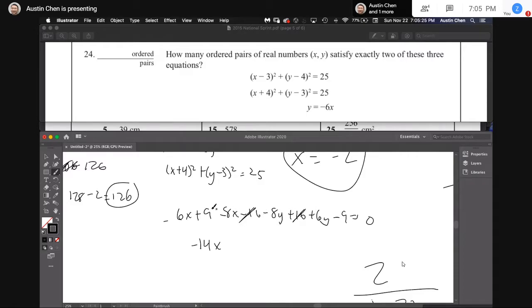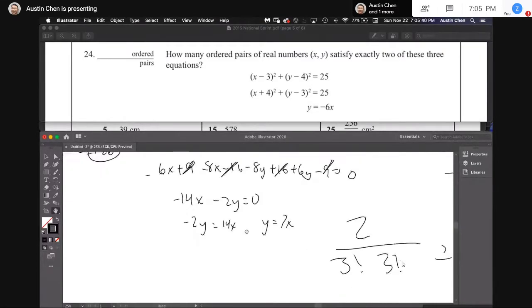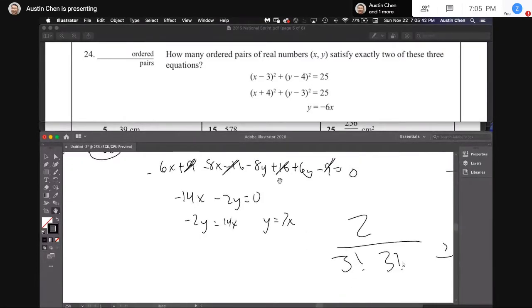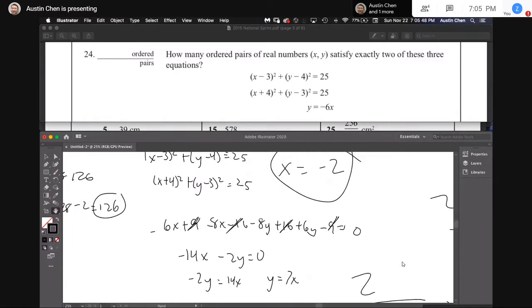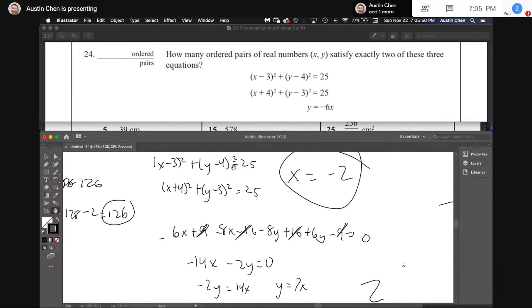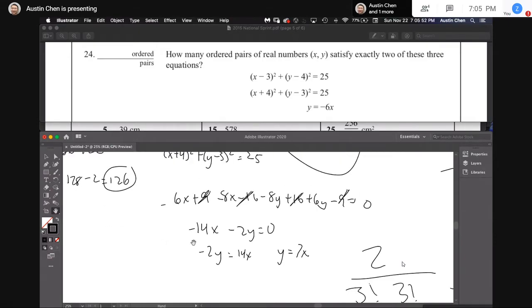So then we have negative 14x. These 16s cancel, these 9s cancel. We have negative 14x minus 2y equals 0. So then we have negative 2y equals 14x, or y equals 7x. Okay, so our solutions of those two equations will land on the line y equals 7x. So we can plug this back into any one of these equations to find what those solutions are.